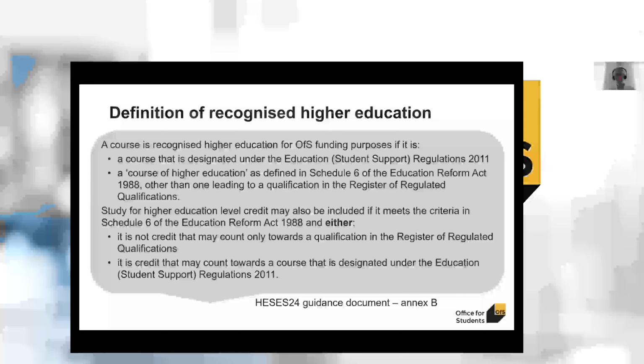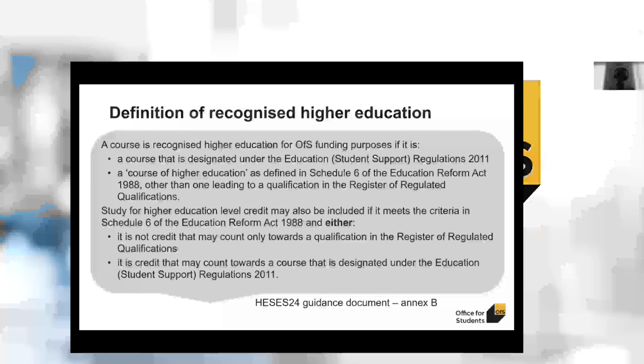But we've included the text here to emphasise that the courses included in the HESES population are defined with reference to legislation. So this will largely include most degree qualifications, your bachelor's and master's degrees and so on, other postgraduate qualifications, foundation degrees, and things like HNCs and HNDs. Some other qualifications, such as certain professional qualifications, are not included. Now, if you're not sure about this, you can contact the funding team for help.